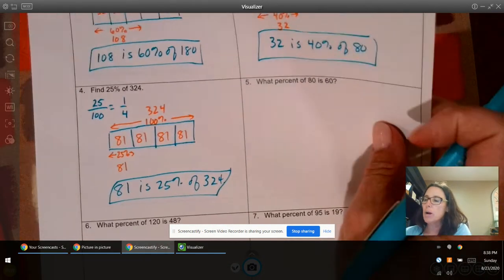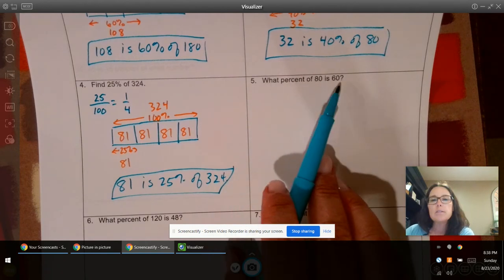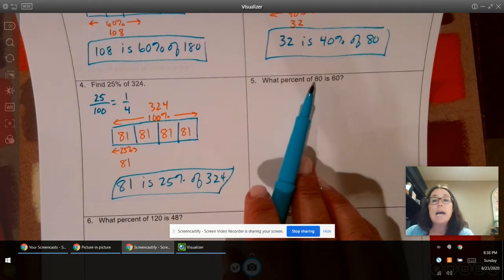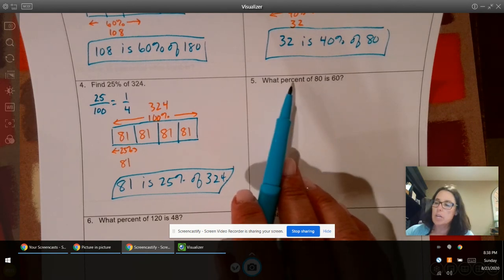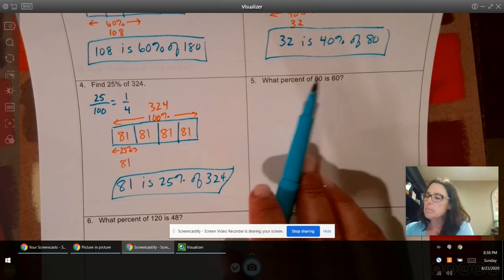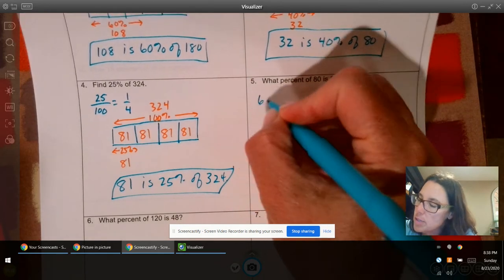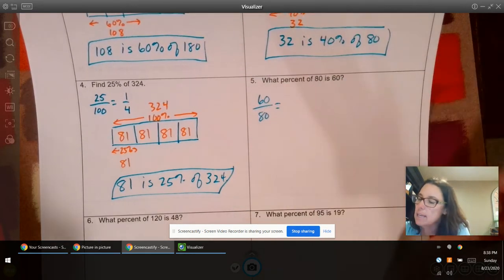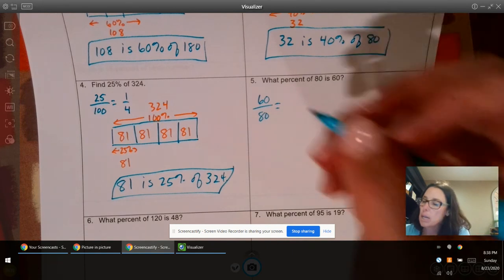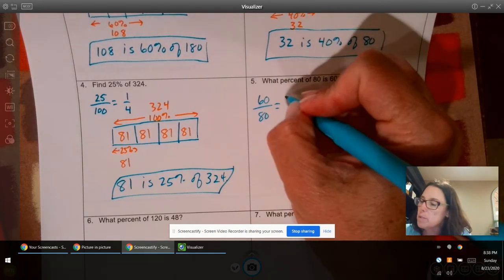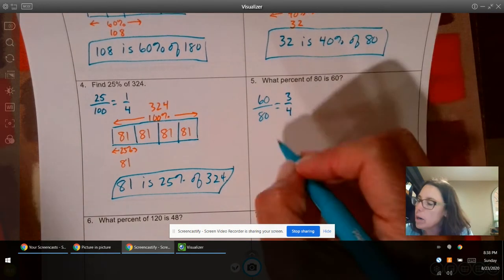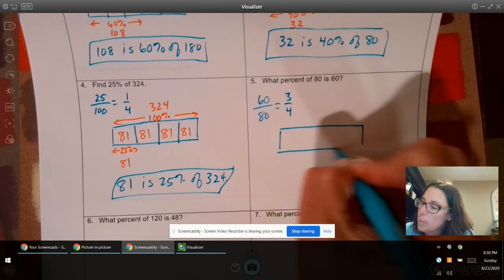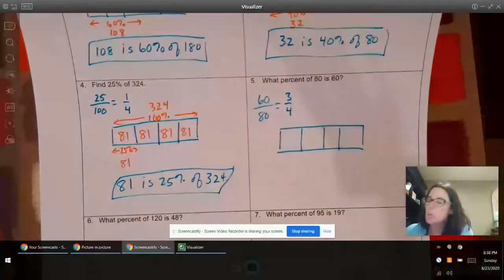Now take a look at this problem. What percent of 80 is 60? Okay, 80 now is the whole, 60 is the part, and we're trying to find the percent. When we're not given the percent like we were in the last three problems, we have to take the part, 60, over the whole 80 and reduce. 20 goes into both of those. So 3 parts of 4. So I've got a bar with 4 parts.